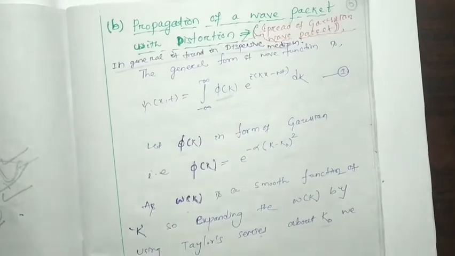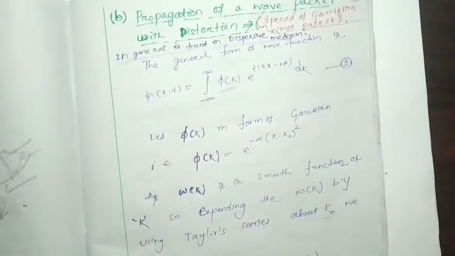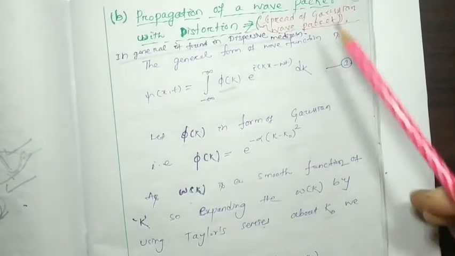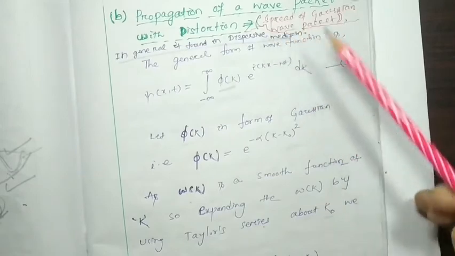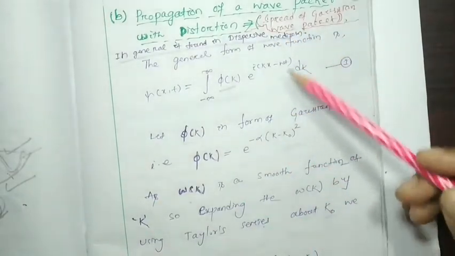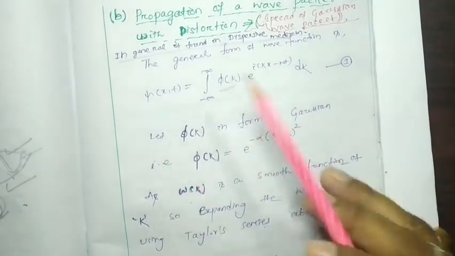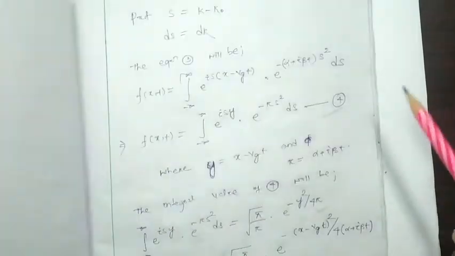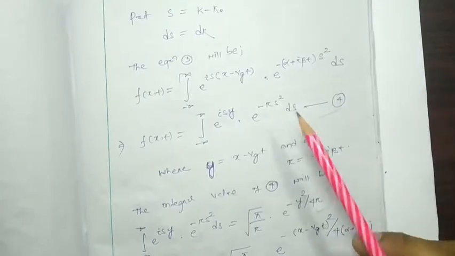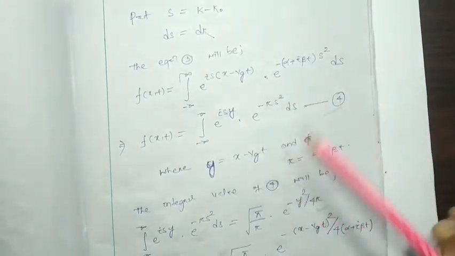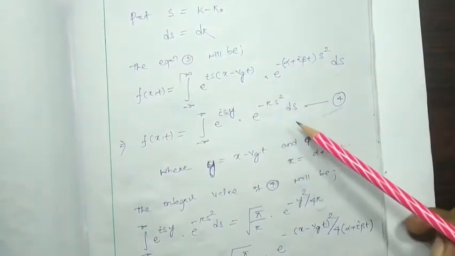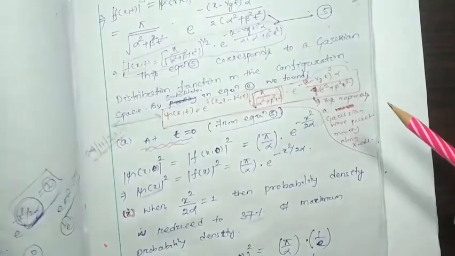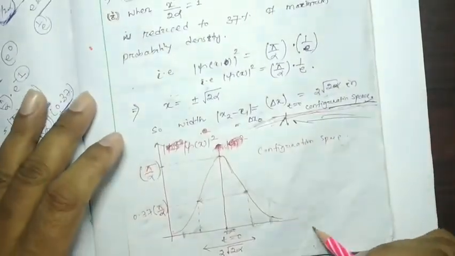Also, we discussed how a Gaussian wave packet spreads, and what the condition is. In our last class we discussed these things. Up to this much we have discussed, and I also suggest that you write notes. This will be very useful for your exam.